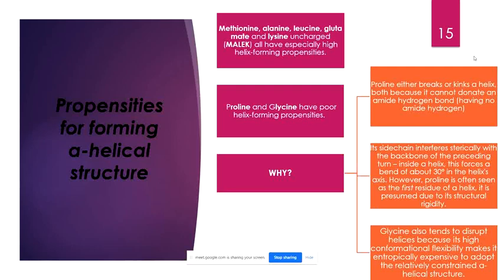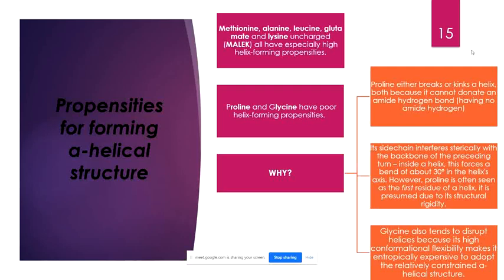But why do they break it up? Because proline does not have a free amide group, and since it doesn't have a free amide group, it cannot participate in the hydrogen bond. The alpha helix is stabilized by the formation of these hydrogen bonds, and if you can't form a hydrogen bond, then obviously you can't be a part of this alpha helix.